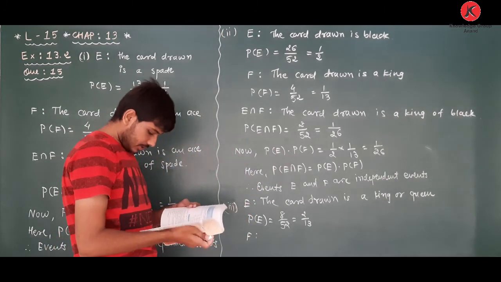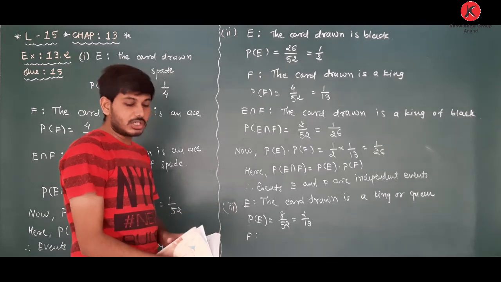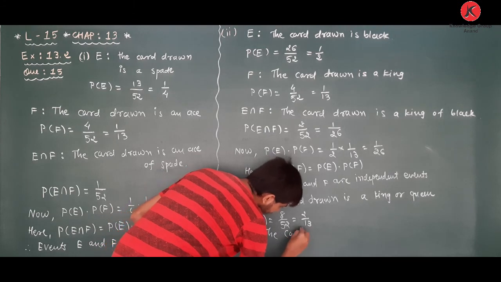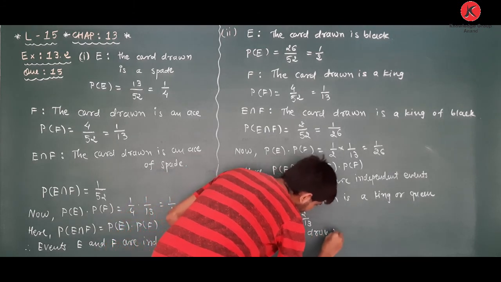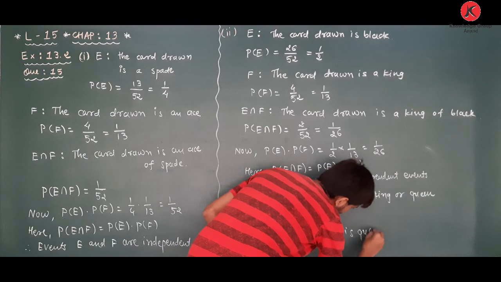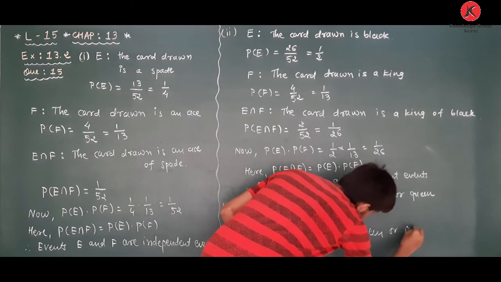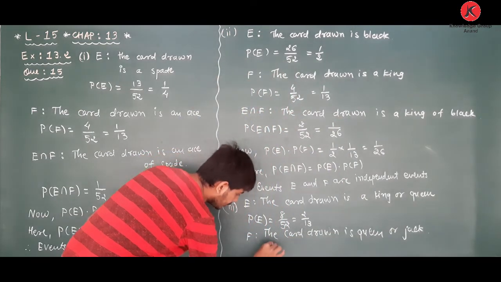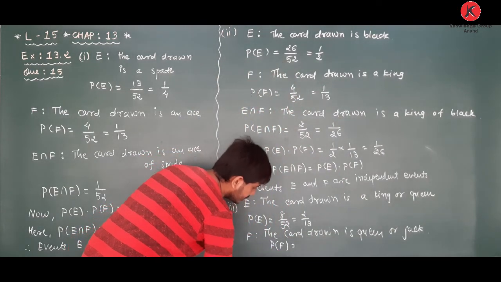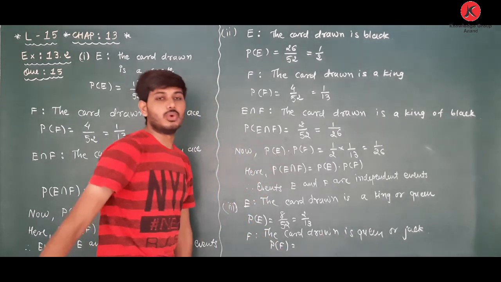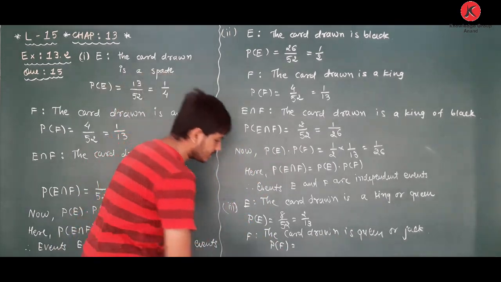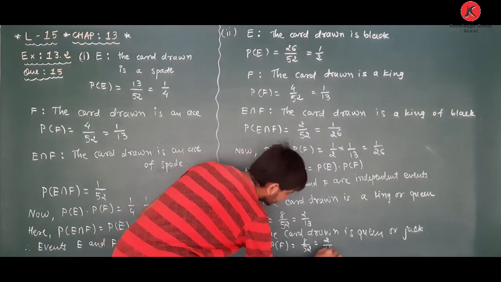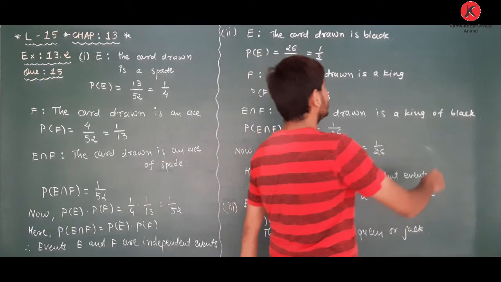The event F, the card drawn is queen or jack. The card drawn is queen or jack, and the probability of this event is total queens 4, jacks 4, means total 8 by 52. Therefore you are getting the answer 2 by 13.